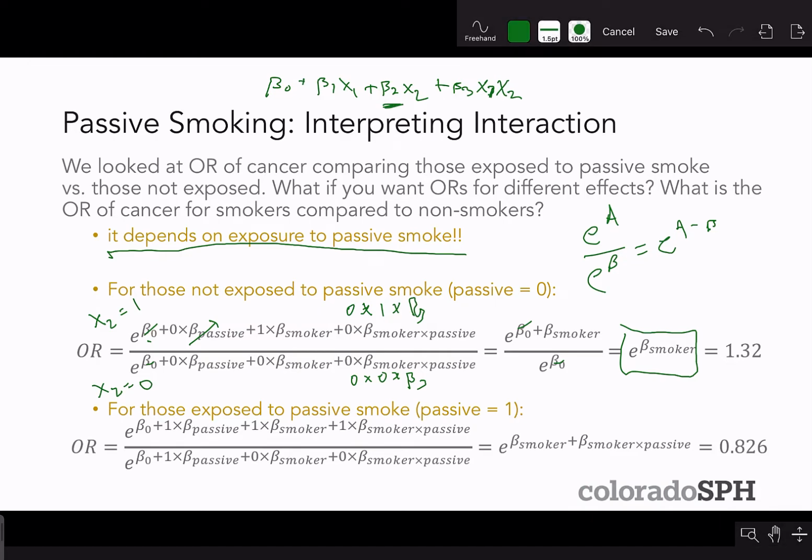But it gets a little bit more complicated when you're looking at those who have been exposed to passive smoke. So in this case, on the numerator, we're looking at people who have a value of x1 equals 1 and x2 equals 1. And in the denominator, we have x1 equals 1 and x2 equals 0. So plugging that into the same set of equations, for that odds ratio, you're going to have e to the beta for smoker plus the beta for the interaction term.